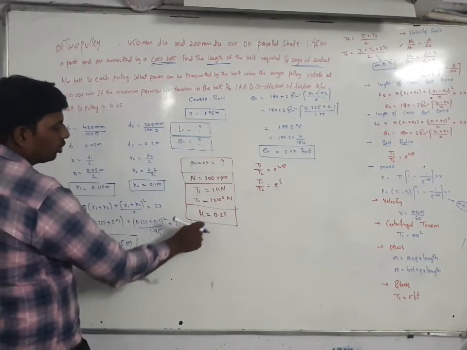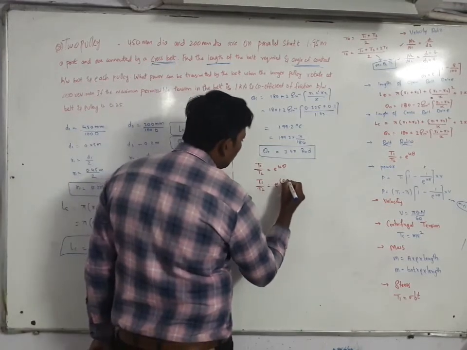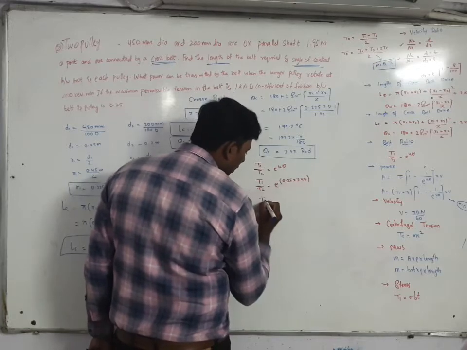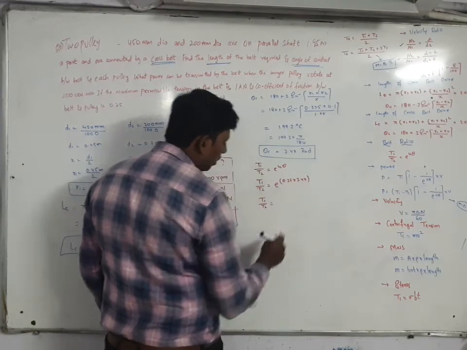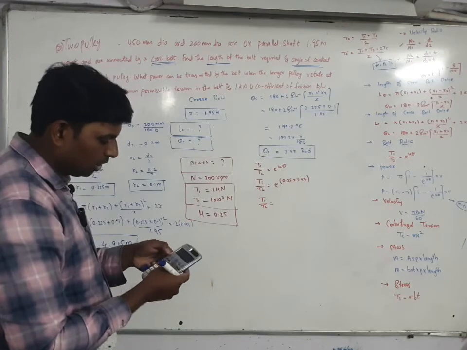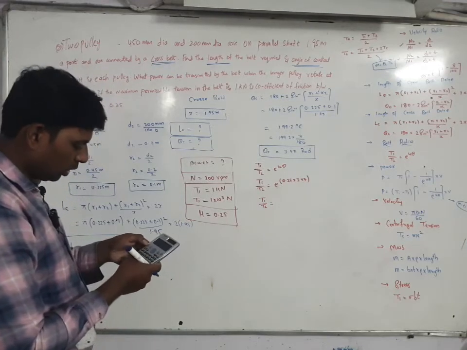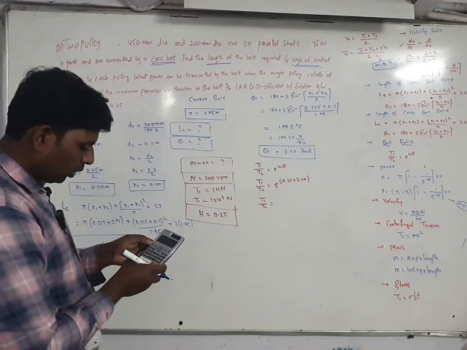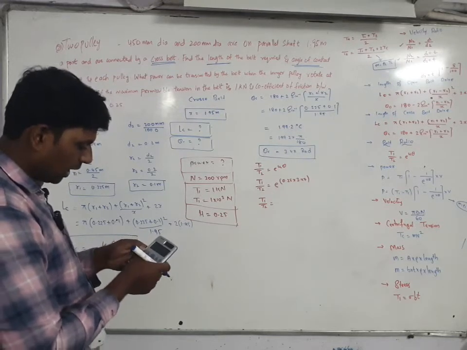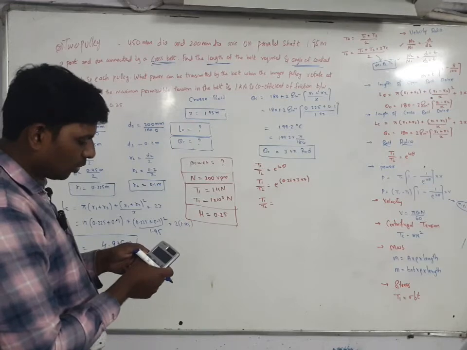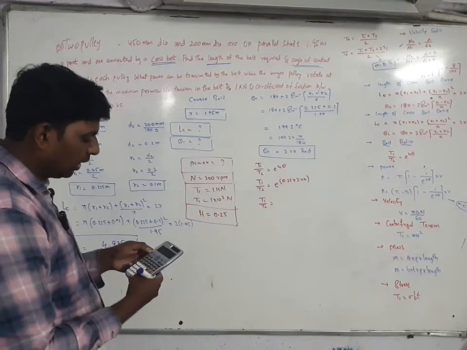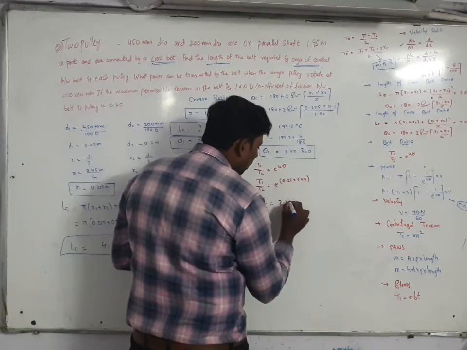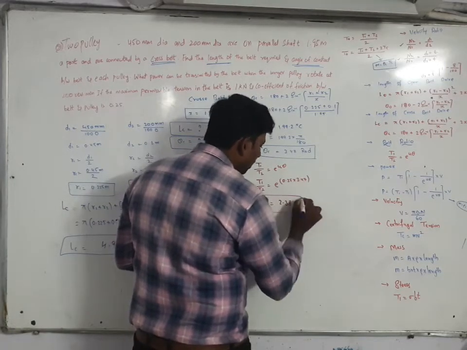Mu value is given in your question, 0.25. So 0.25 into 3.47. T1 by T2 is equal to, now with the help of the calculator, try to solve this one. 0.25 into 3.47, then close the bracket, then you will get the answer. Whatever answer you are getting, that is the ratio, 2.38. This is the belt ratio.